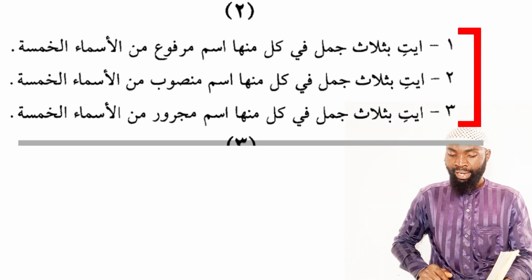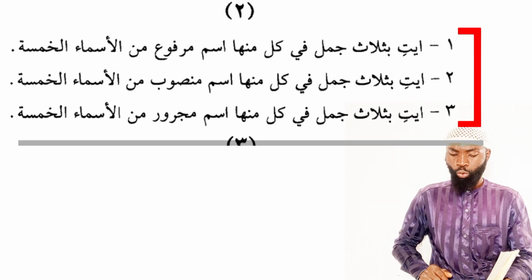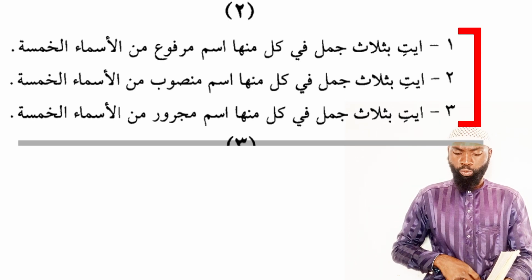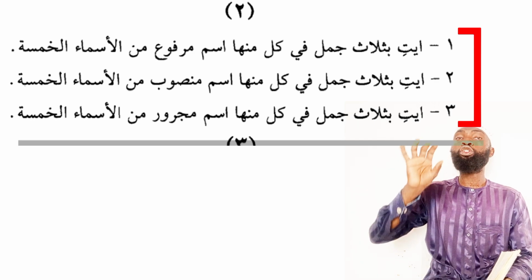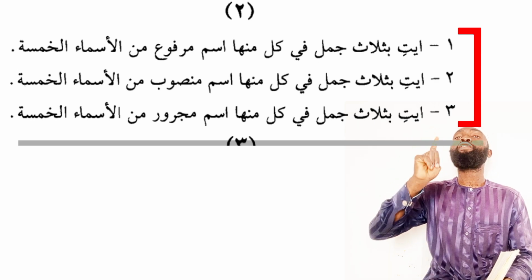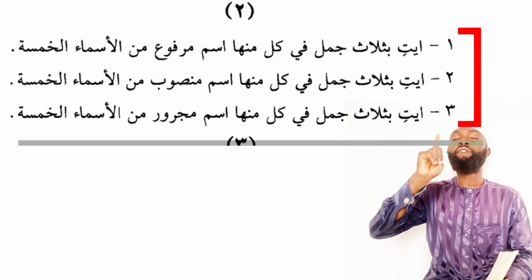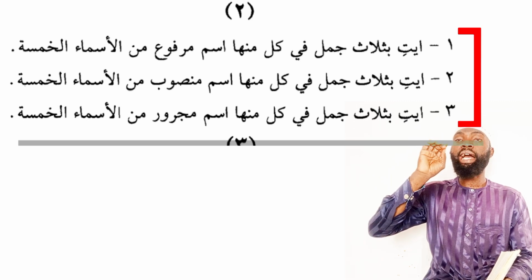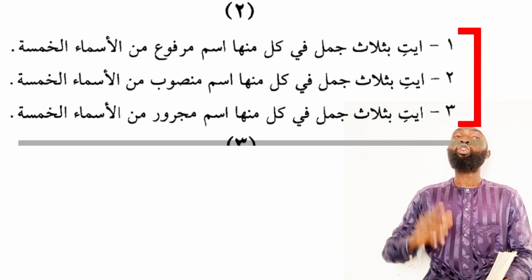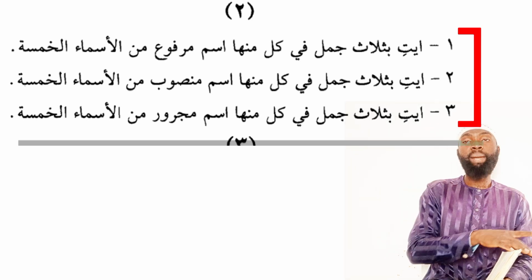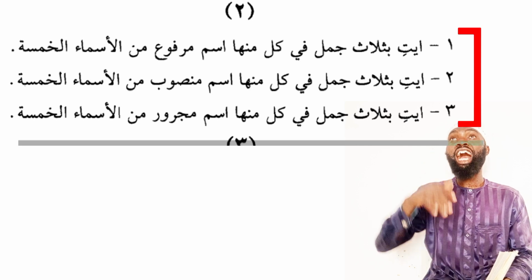Number 2 we have iti bi thalathi jumalin fi kulli minha ismun mansub min al-asma'il khamsa. You are also to bring 3 sentences. Each of them should have one of the 5 nouns in the accusative case. I can say ra'aytu akha Muhammadin. I saw Muhammad's brother, akha.